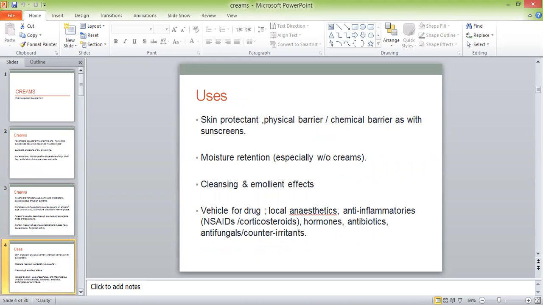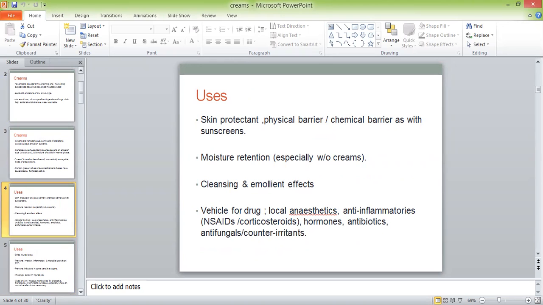What are the different uses of creams? Creams, they are used as skin protectants, which means they will form a protective layer or coating on the skin when they are applied, and hence they will act as a protectant against the pollutants, against the environmental factors, against the irritants, or against the ultraviolet rays of the sun in case of the sunblock creams. And they will act as a physical barrier, and they will also act as a chemical barrier, as in the case of the sunscreens.